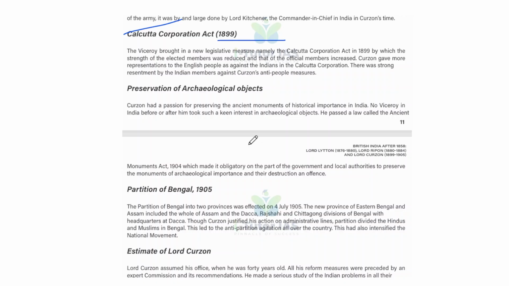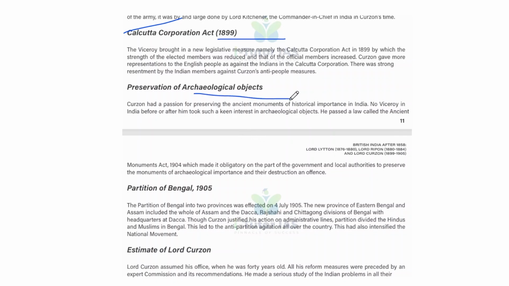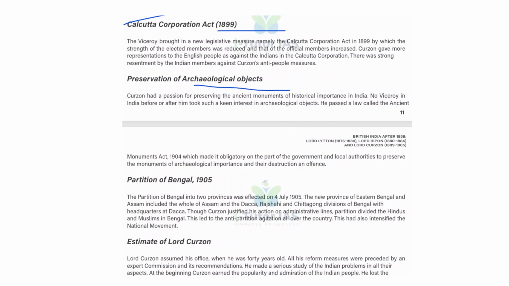And preservation of archaeological objects. Curzon had a passion for preserving the ancient monuments of historical importance in India, and no viceroy in India before or after him took such a keen interest in archaeological objects. He passed a law called the Ancient Monuments Act 1904, which made it obligatory on the part of the government and local authorities to preserve the monuments of archaeological importance and made their destruction an offense.